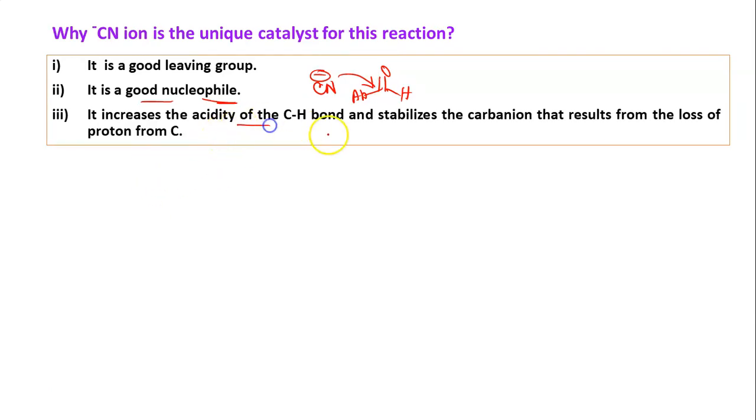It increases the acidity of the CH bond and stabilizes the carbanion. The carbanion that is produced after the proton shift from carbon to oxygen, with this carbon, CN is also attached. As it has electron withdrawing capacity, it can increase the acidity of this CH bond. So the hydrogen originally attached to carbon will be easily shifted to O minus. Now this carbanion is stable because CN minus is stabilizing it. Okay, so these are the main reasons for which CN minus is the unique catalyst for this reaction.